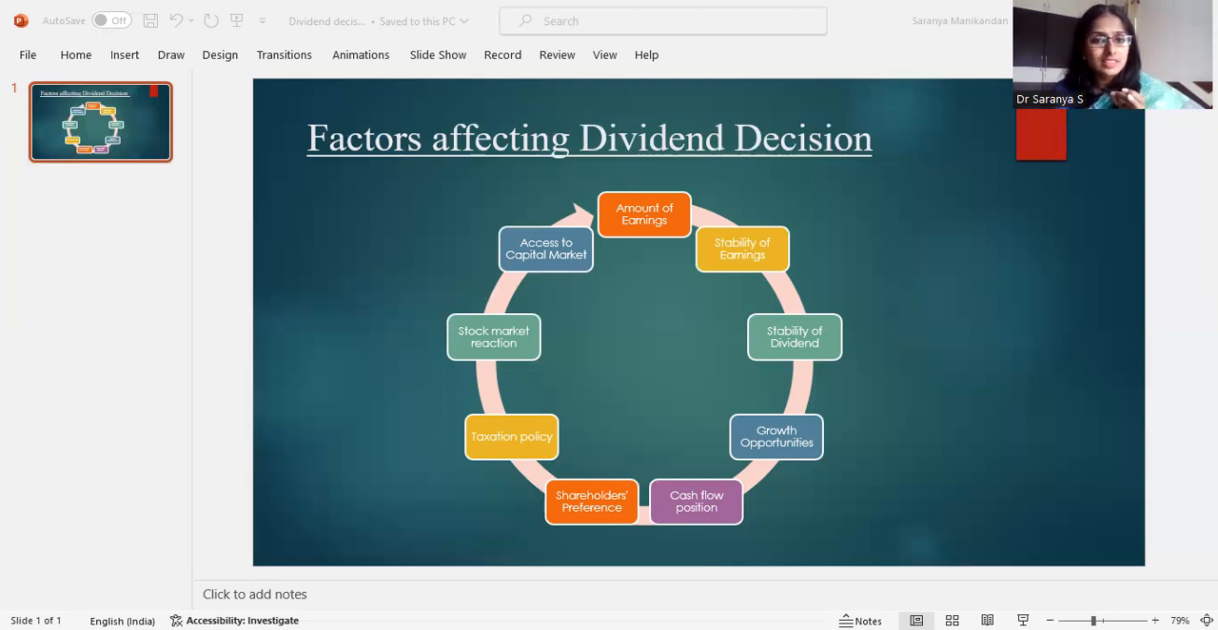The last one is access to capital market. The large companies, or I should say reputed companies, generally have easy access to the capital market, and therefore they may depend less on retained earnings to finance their growth.